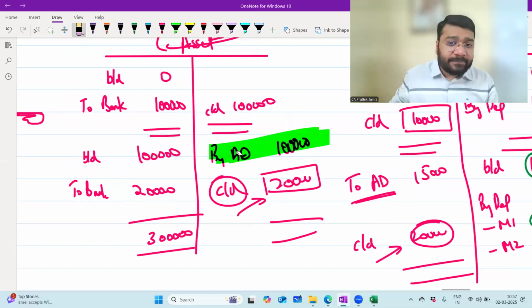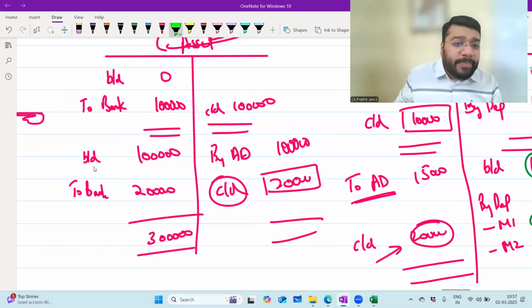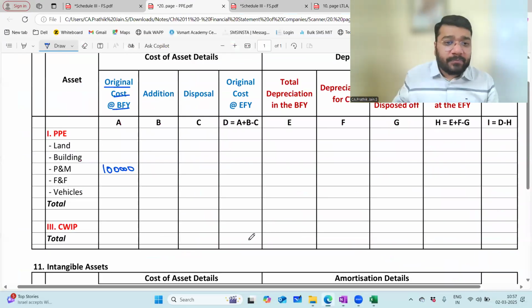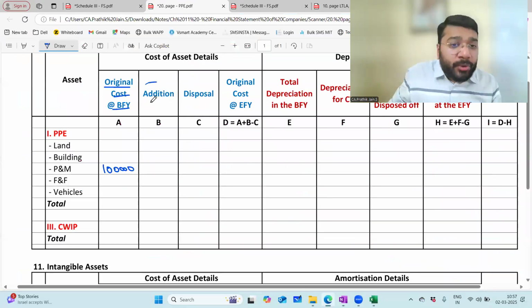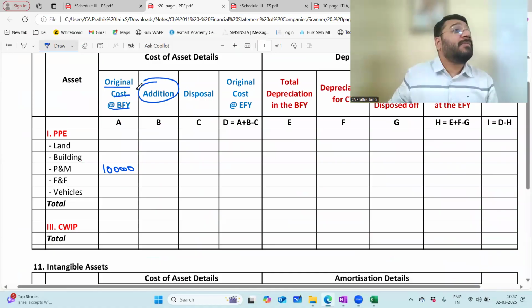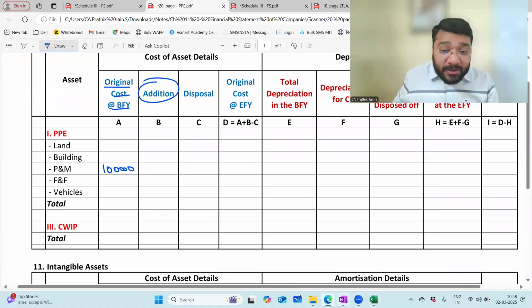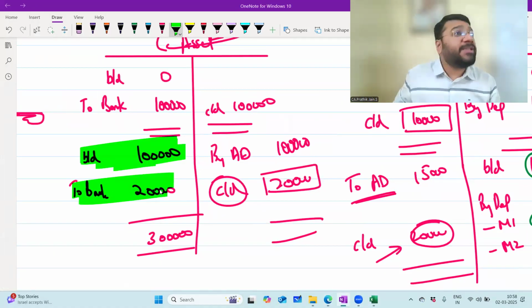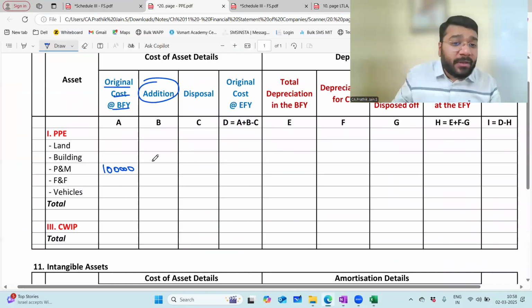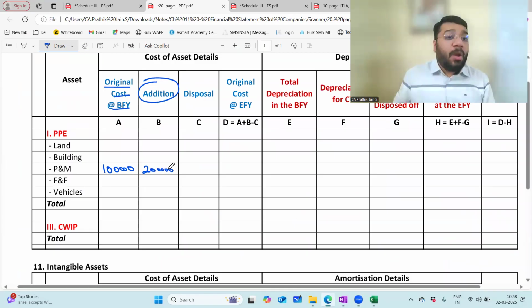I'm coming one by one. I have recorded the opening balance in the format here. Any problem? During the year, did any addition happen? Yes. How much? 2 lakh worth of addition has happened. So this 2 lakh will go in which column? Addition column. So total asset is how much? 3 lakh.